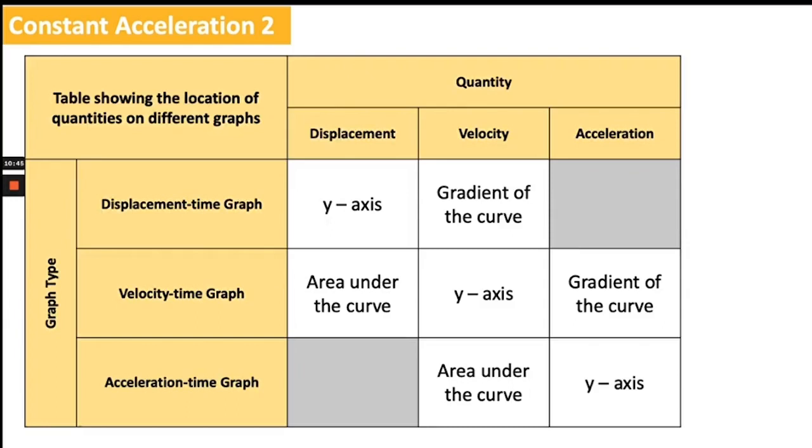An acceleration time graph. This time round, the y-axis is acceleration. The gradient here isn't going to tell us much, but the area under the curve is going to be the velocity. So, in each of these, I'm sure you can see a pattern to this. We're working with displacement, velocity, acceleration. One of them is going to be the y-axis, the gradient is important, and the area under the curve is also important.